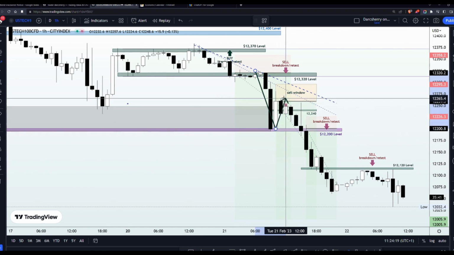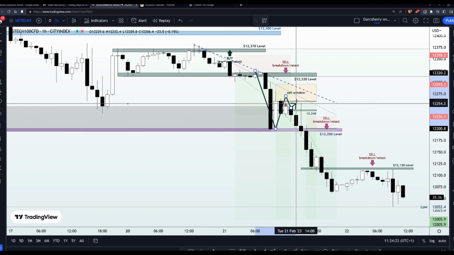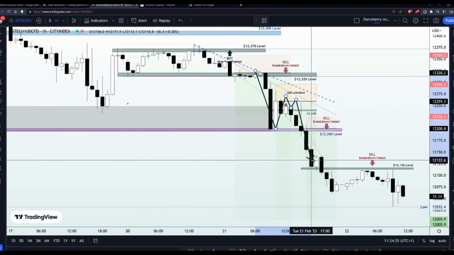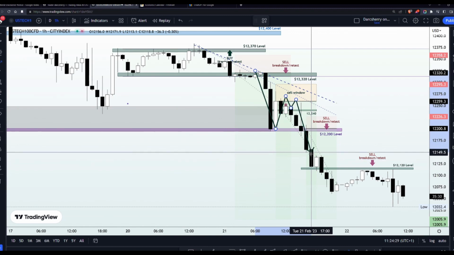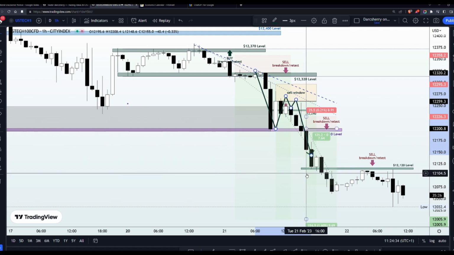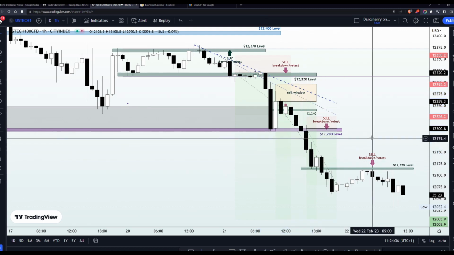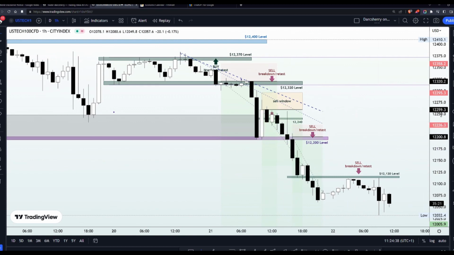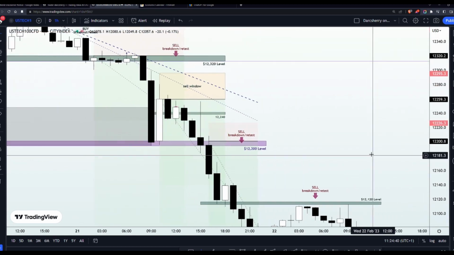And as a result of this, we identified the sell window around here where we said selling pressure around the structure will be welcoming an additional position to our existing trade. And if price action does break down the 12,200 level, we want to be adding more position to our existing trade. And this is exactly what happened here during the New York session yesterday.